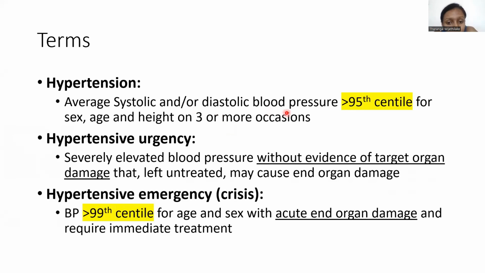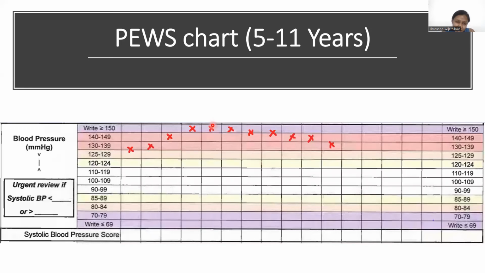Average systolic and/or diastolic blood pressure is above the 95th centile for sex, age, and height on 3 or more occasions. Now, we can't be looking at sex charts, age charts and height charts when the child comes to the ED. That is why these pediatric early warning scores are very useful. Now, with the shortage of paper, I'm pretty sure we can't print one chart for each child, but at least if we can have one set per unit, very beneficial, isn't it?